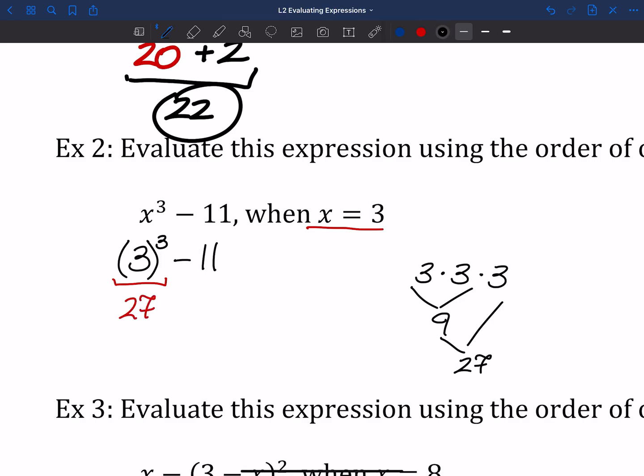This is now 27 minus 11. When we take that last step, it's going to end us up at 16. So again, we're not really doing much that's different from what we did last time with order of operations. We're just taking that extra step of plugging a number in for the variable.